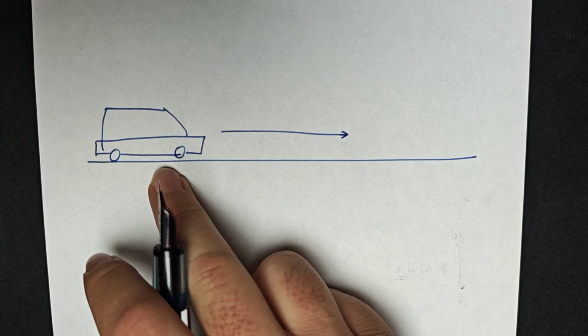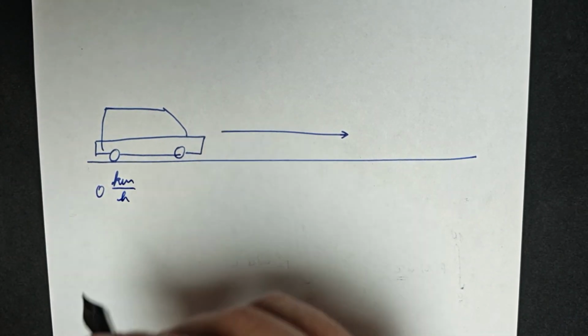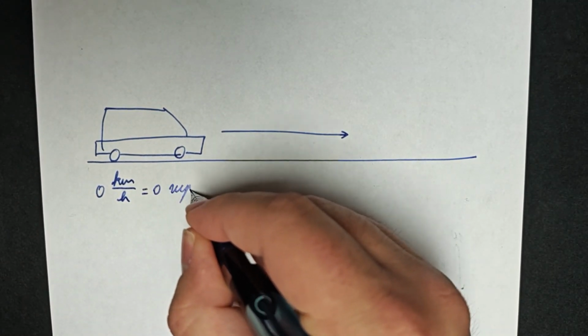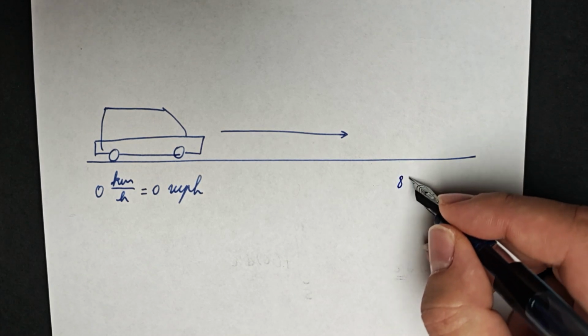The car starts with 0 kilometers per hour. That is its speed. Or you can take 0 miles per hour for my non-metric audience. I know that there are some of you guys who don't use the metric system. It's probably too communist for you. And this car is going to increase its speed all the way to 80 kilometers per hour.